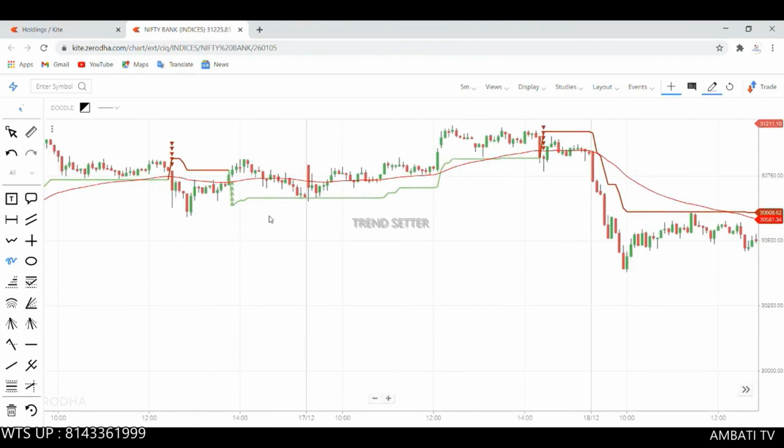Still, we can get fake signals. We will not get too many fake signals, only one, two or three, but that will happen in a range-bound market. Still, I am going to add one more indicator over here. In the next video you will understand the combination of RSI with super trend and exponential moving average.